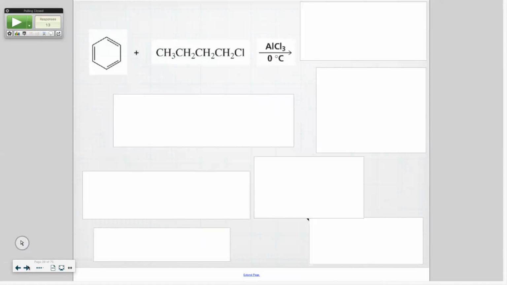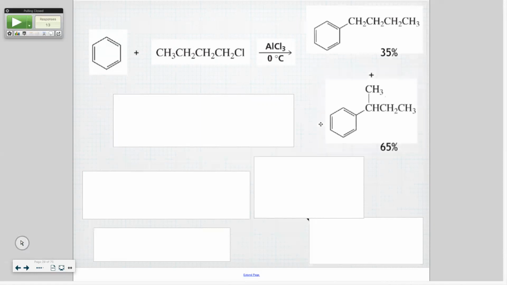Okay, if you take this one, this is the one I showed you already, and you run it at 0 degrees, you get 35% of the T-butyl. What's the major product? The one that's rearranged is the major product, right? Okay, so they upped it a little by running it cold to try to inhibit the carbocation rearrangement, but it doesn't work very well. What if this is the one that you want?